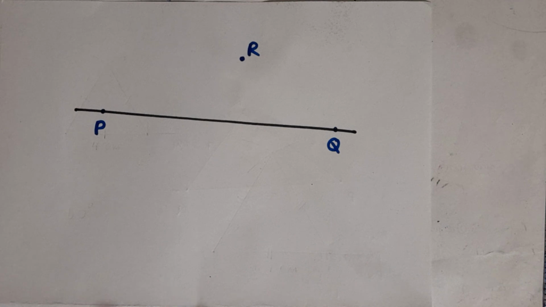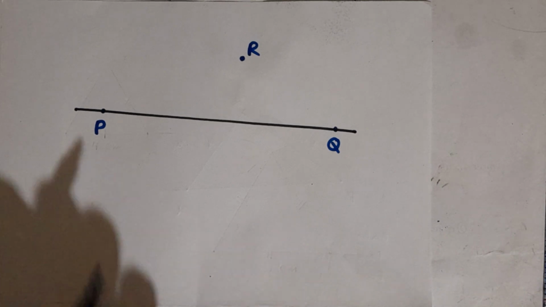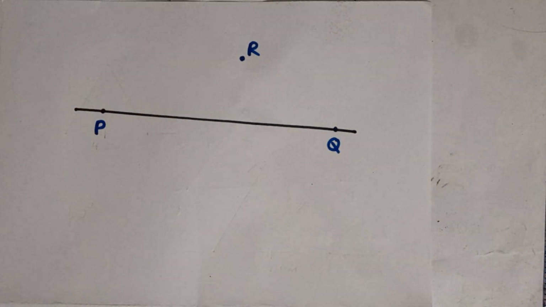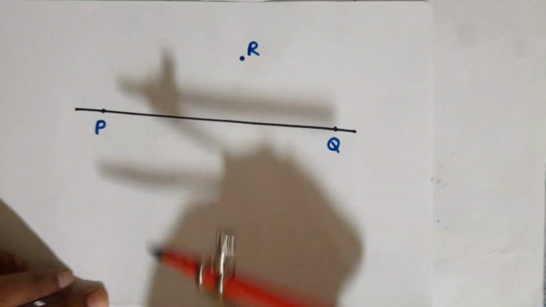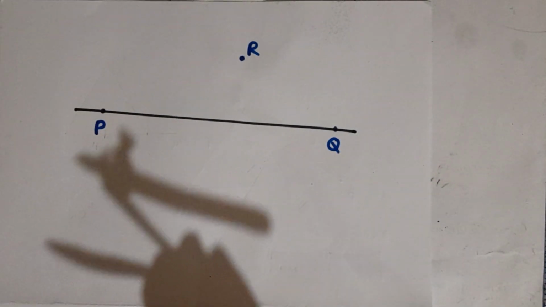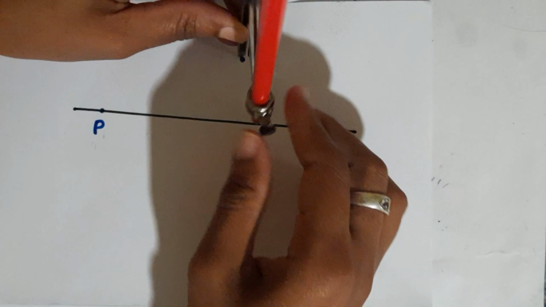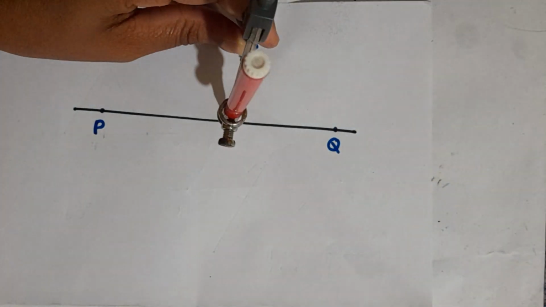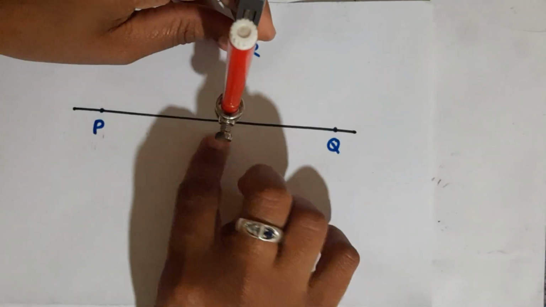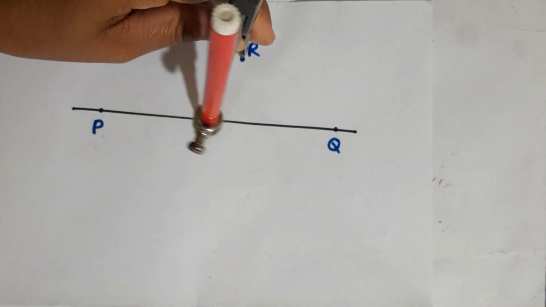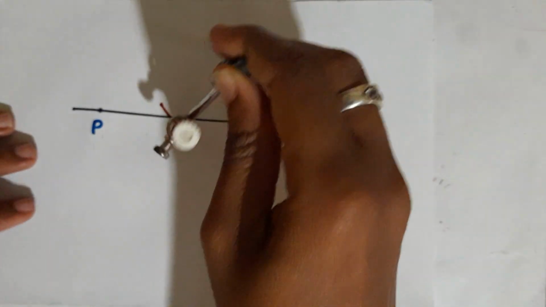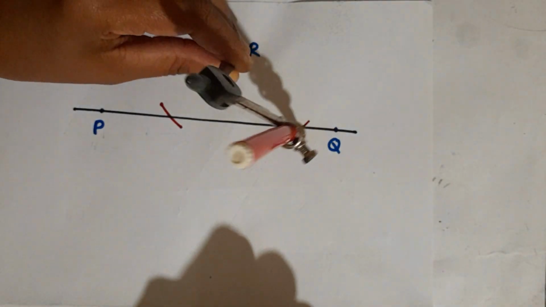Now we are going to learn how to construct a perpendicular to a straight line segment from an external point. Here we are given the straight line segment PQ and the external point R. We have to take some distance on the pair of compasses. Then keeping the point of the compass on R, we have to measure the perpendicular distance roughly to the line PQ. Then we have to take more distance than this and draw two arcs on the straight line segment PQ like this.